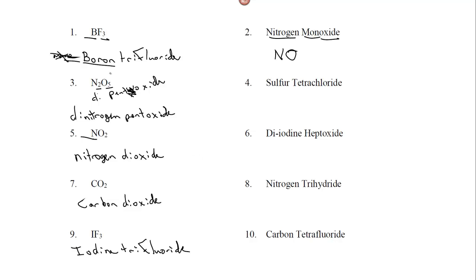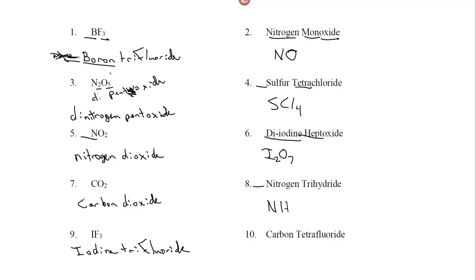Here again, there's no prefix, so I know I have one sulfur. Tetra means 4, so it's Cl4, right? Diiodine, so there's 2 iodines. Hepta is 7 oxides, right? Again, nitride, there's no prefix, so there has to be just one of them.